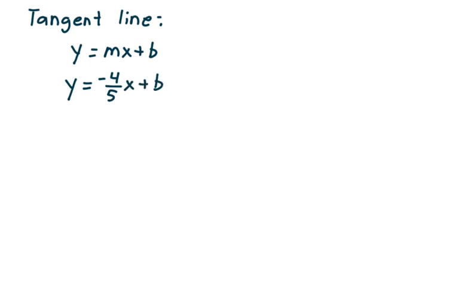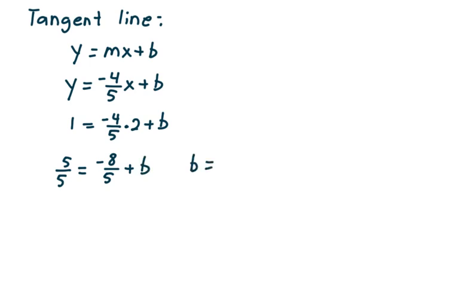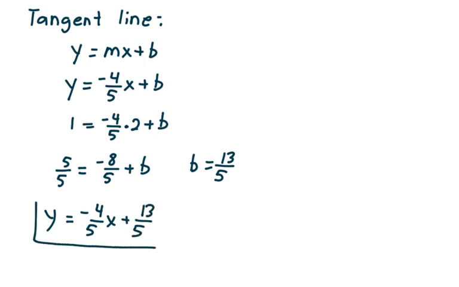Now, what's the ordered pair? The ordered pair is (2, 1). So when x is 2, my corresponding y value is 1. So 5 over 5, just to sneak that in, is negative 8 over 5 plus b. So b is 13 over 5. So y is negative 4/5 x plus 13 over 5. So that's the tangent line, okay?